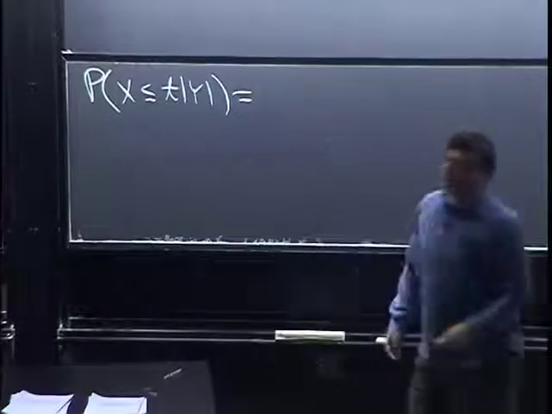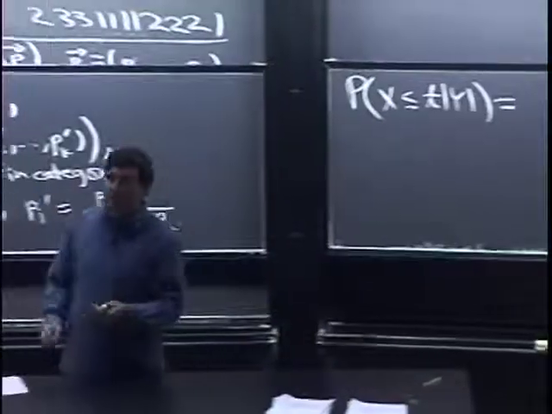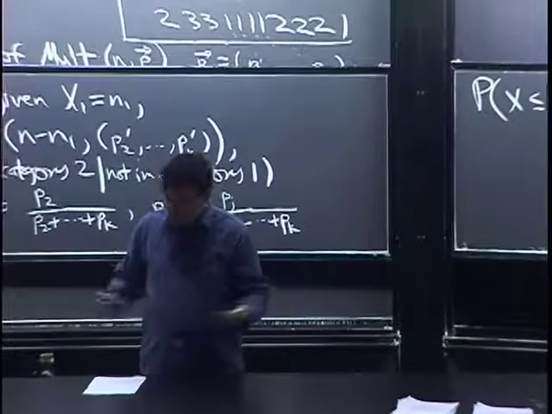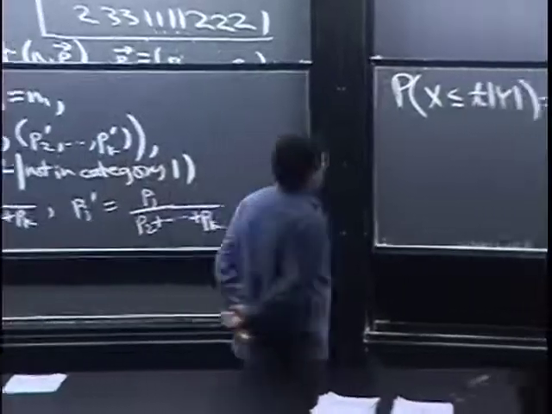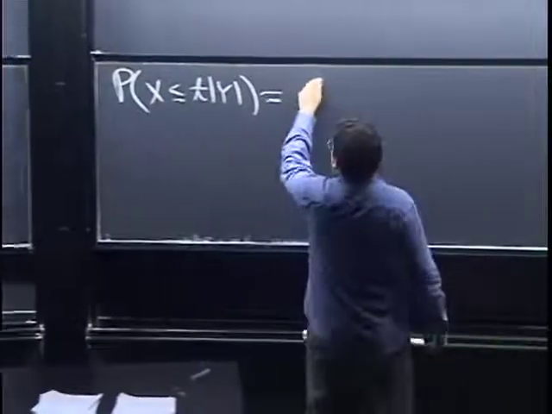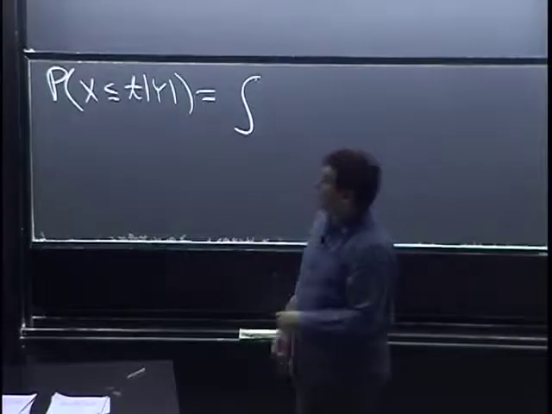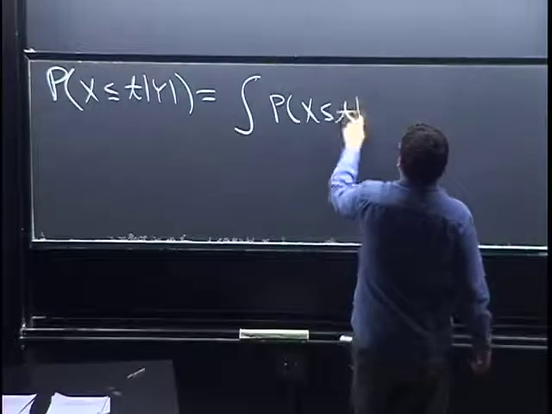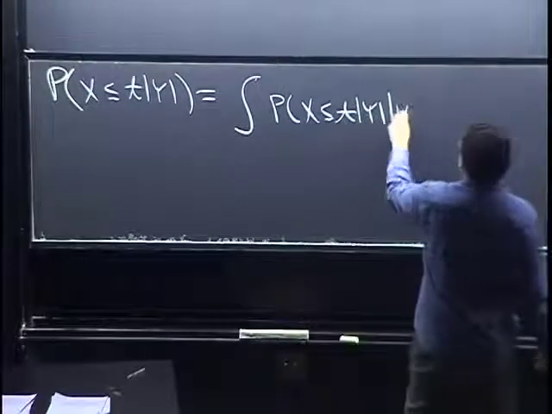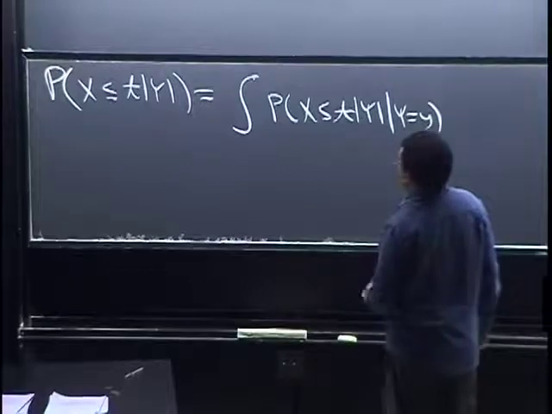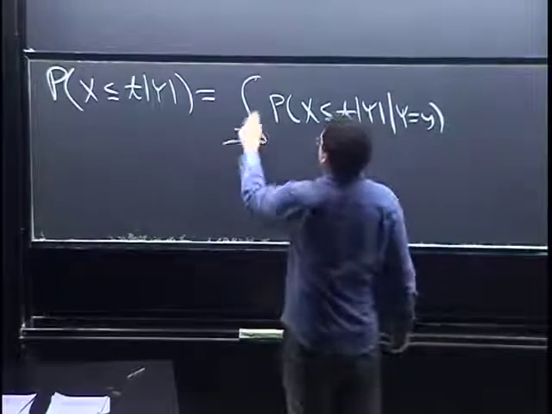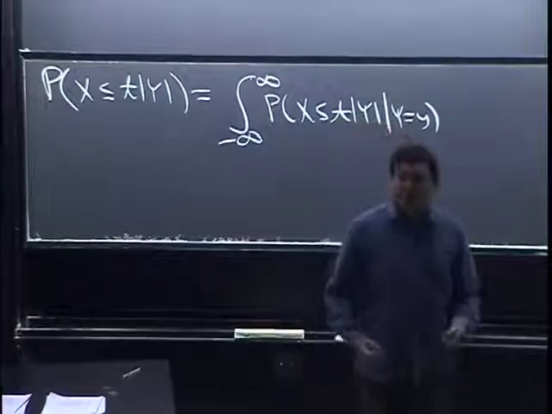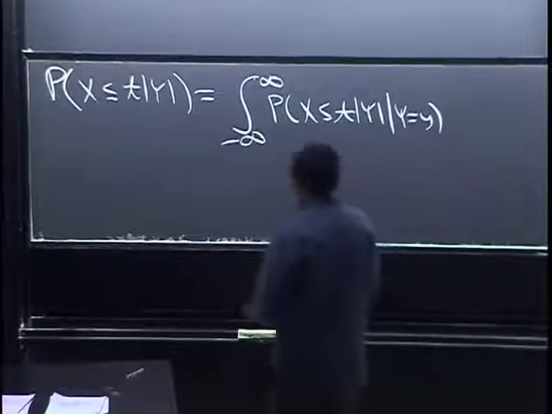You kind of just think to yourself, what do we wish that we knew here? We could decide to condition on X, or we could decide to condition on Y. This is going to be the integral. Let's say we condition on Y. Probability X less than or equal to t absolute value of Y, given, let's say, Y equals y. This would be the law of total probability, right? Just conditioning. We can choose whether to condition on X or condition on Y, but I think I want to condition on Y.